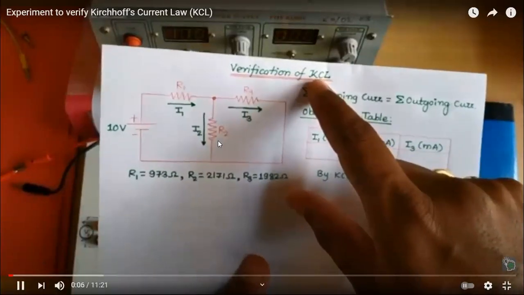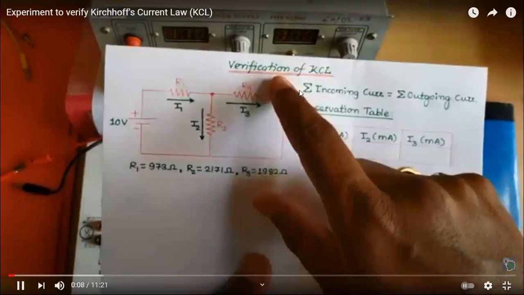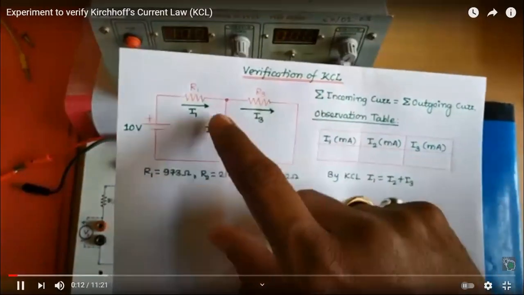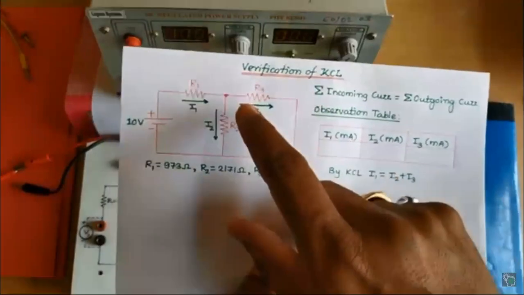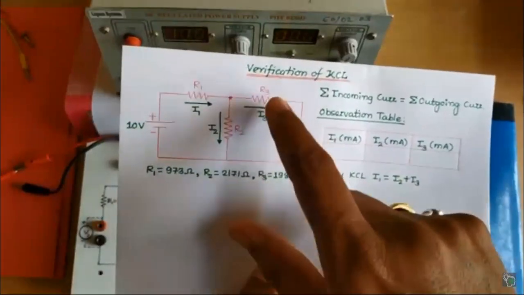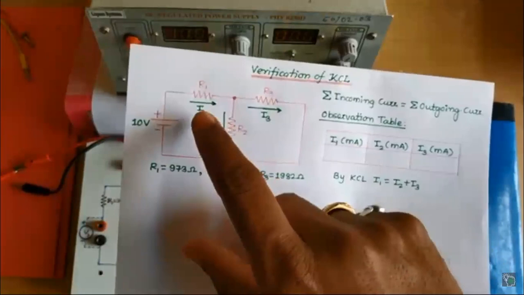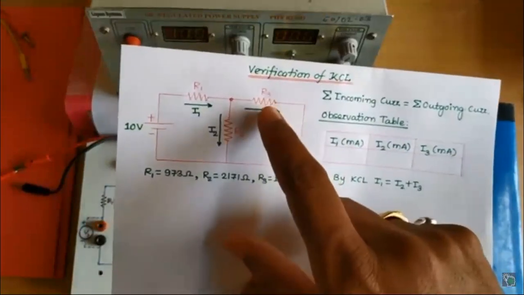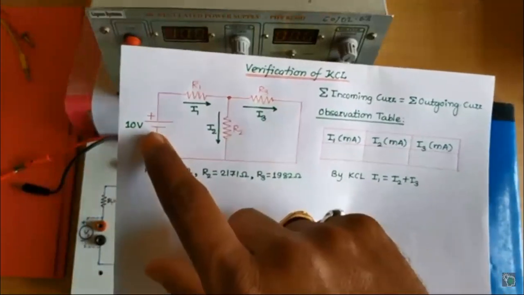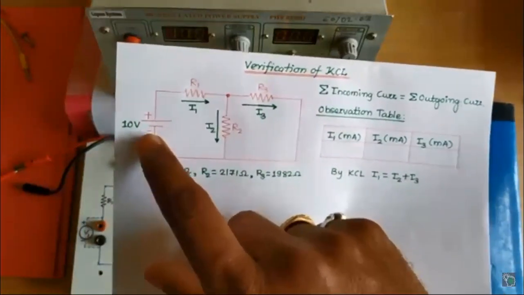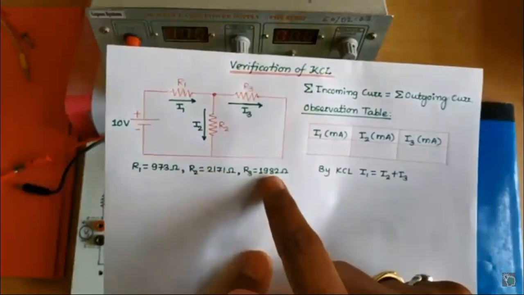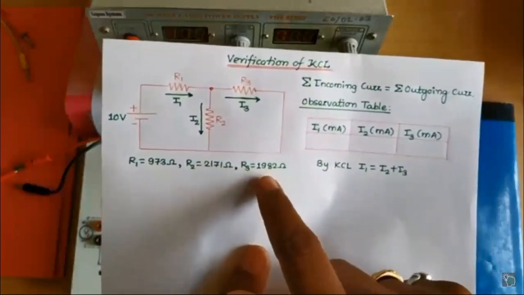KCL stands for Kirchhoff's current law. So in this experiment, we will verify the KCL by using this T-type network. So here you can find we are having 3 resistances, R1, R2 and R3. Okay, and current flowing through them we are calling I1, I2 and I3 respectively. Okay, and from this side we are applying 10 volt. So this is your supply voltage, and these are the resistance values. We have already measured those resistance values by using an ohm meter.